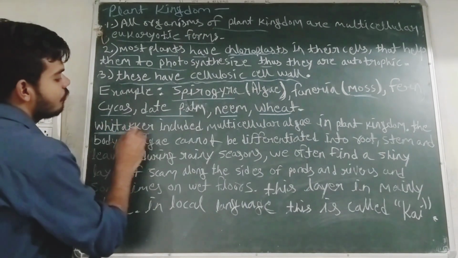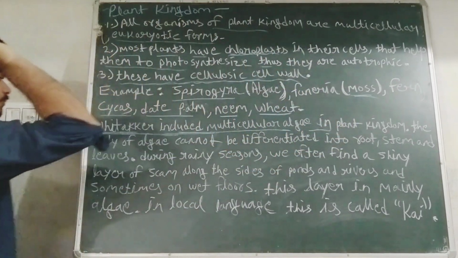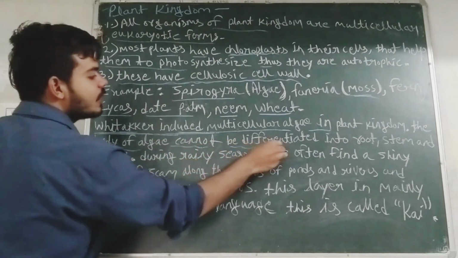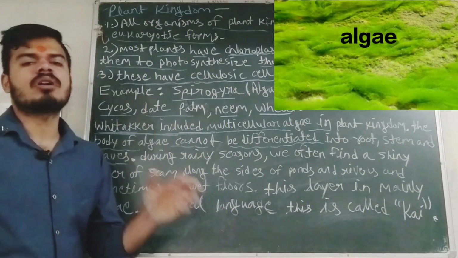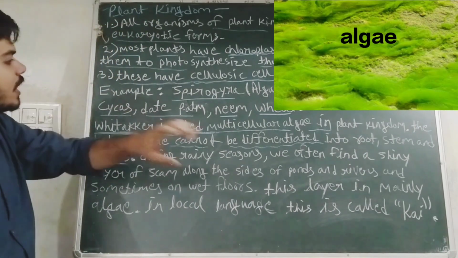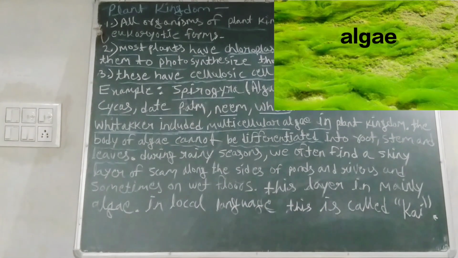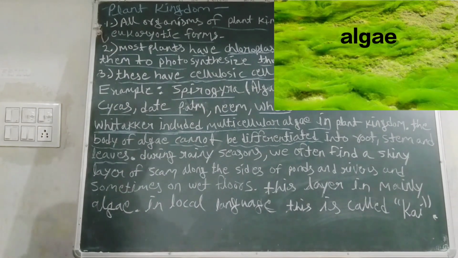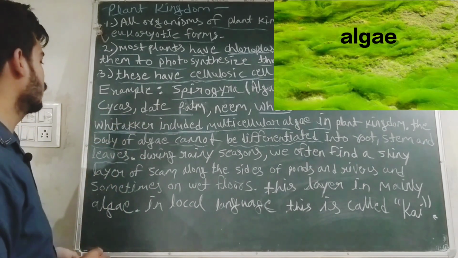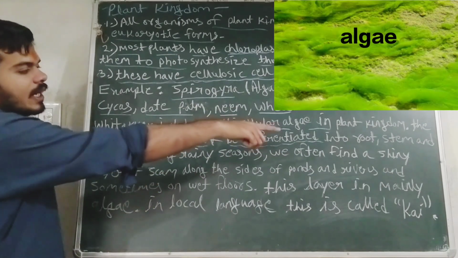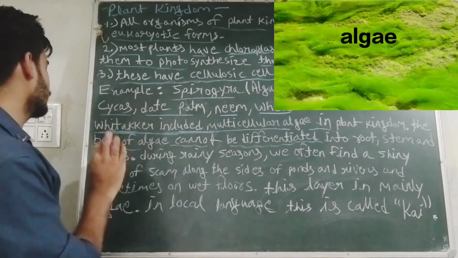Whittaker included multicellular algae in the plant kingdom. The body of algae cannot be differentiated into root, stem and leaves. Most organisms of the plant kingdom have root, stem and leaves, but one member of this kingdom, which is algae, does not have root, stem and leaves. It cannot be differentiated into root, stem and leaves.